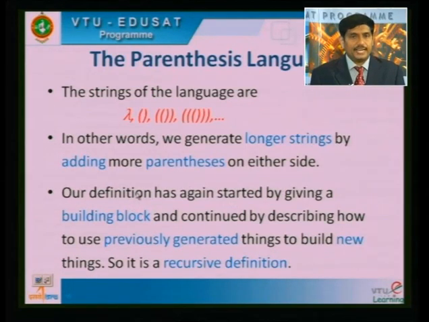Our definition has again started by giving building blocks and continued by describing how to use previously generated things to build new things. So, it is a recursive definition. This is one of the language examples, the parenthesis language example.